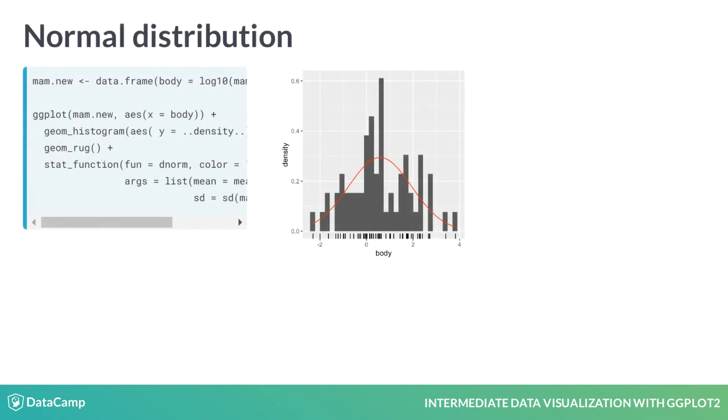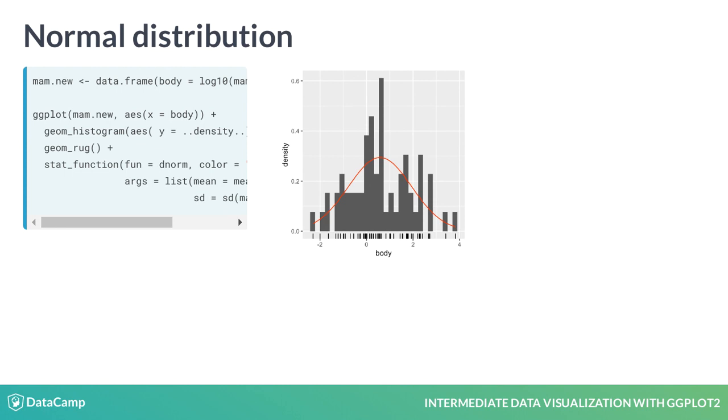For stat_function, we can specify any function and produce a theoretical probability distribution as a line. Here we'll call a normal distribution, that's dnorm, and add arguments as a list to center it on our distribution. That's the mean and the SD. This allows us to compare how well our data is normally distributed. The log10 mammalian body weight is described by a log normal curve very well.